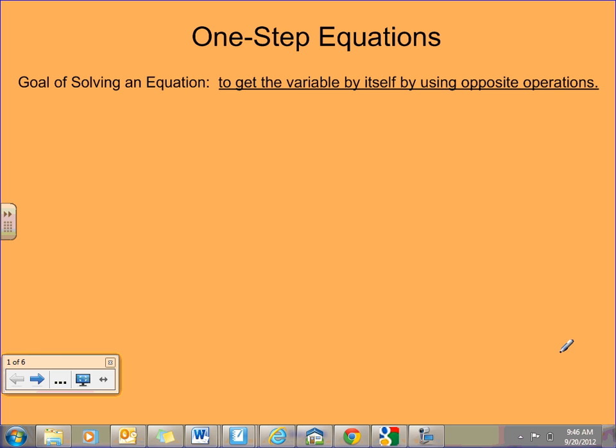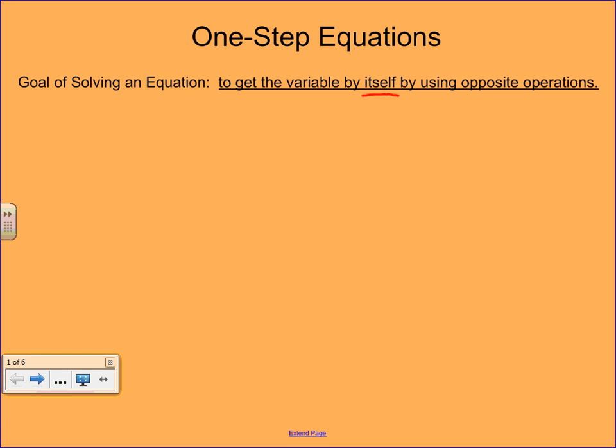We say that we want to isolate the variable, which just means that we want to get the variable by itself. And we're going to do that by using opposite operations. Just to review quickly what opposite operations are: if you're looking at addition, subtraction is the opposite. If you're looking at multiplication, division is the opposite. So keep this in mind as we start solving equations.